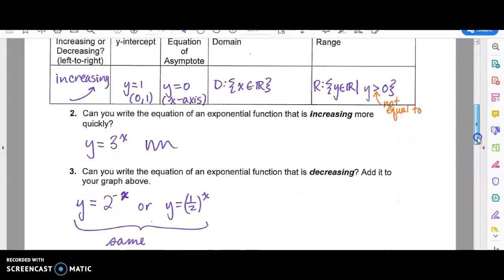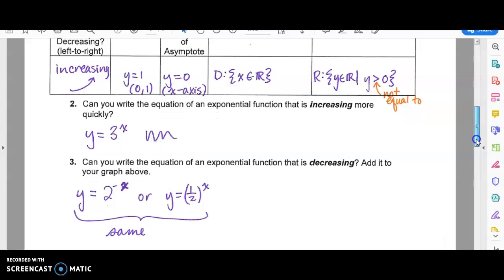Okay. Can you write the equation of an exponential function that is increasing more quickly than 2 to the x? Basically, as long as this number here, the base of our power, is bigger than 2, it'll increase faster than 2. So 3 to the x works, 4 to the x, 7 to the x, 10 to the x, 100 to the x, any number bigger than 2.